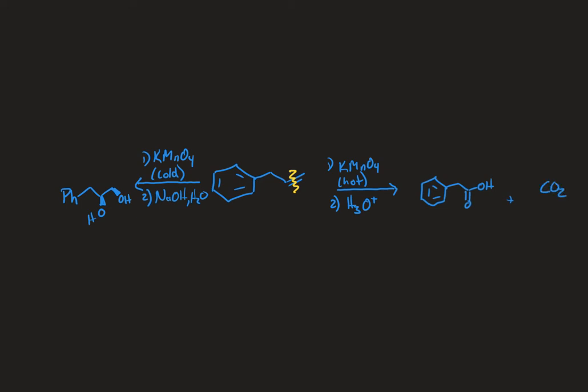And that comes from this, but it's got 2 H's, and so we're going to replace each of those with an alcohol or an OH group. And this molecule is carbonic acid, which spontaneously decomposes into CO2 plus water.